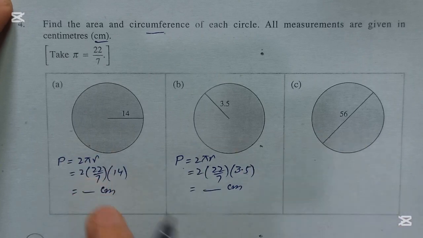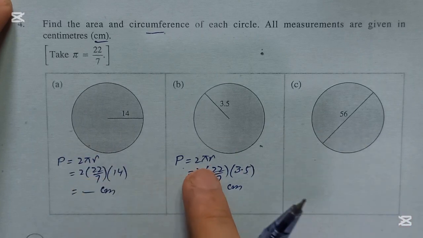These two parts are the same. Just put the values into the same formula, that is 2 pi r, and you will get the answer.